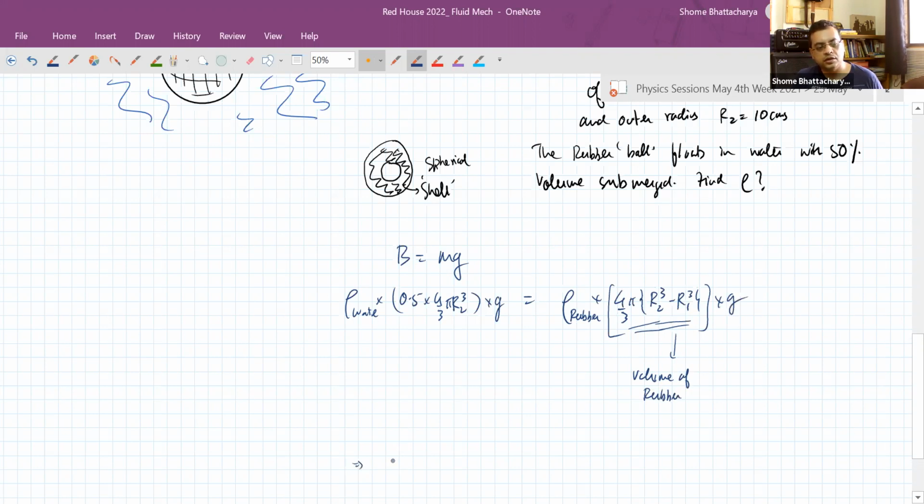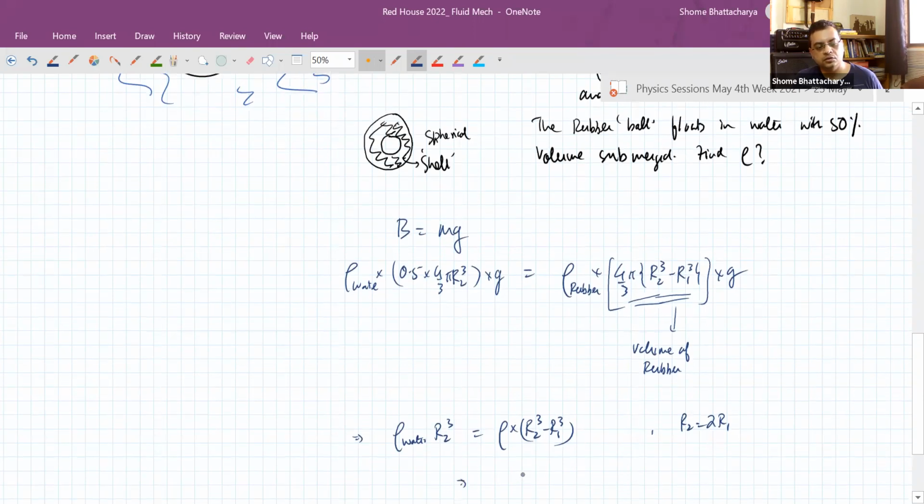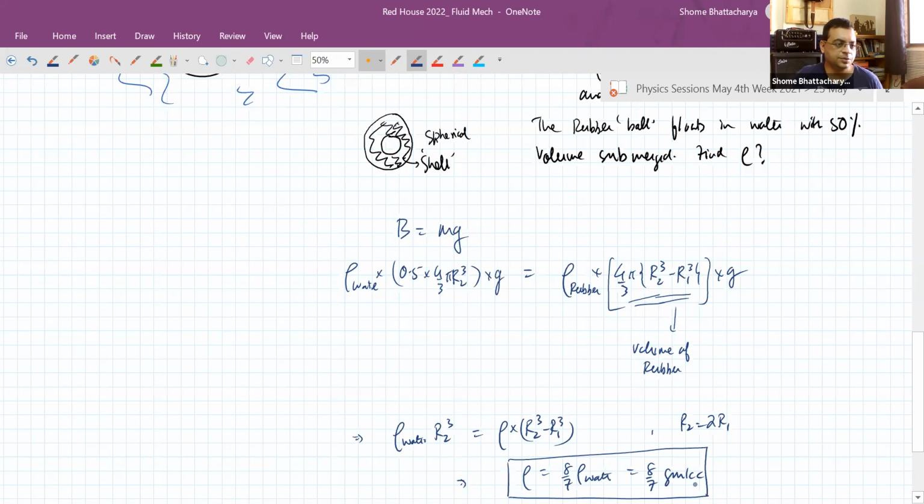So now you have to use this: density of water into R2 cubed will be equal to density of rubber into R2 cubed minus R1 cubed. Now you can see that R2 is equal to 2 times R1. Therefore density of rubber will become 8 by 7 times density of water, or 8 by 7 gram per cc. So a very simple type of question, as you can see.